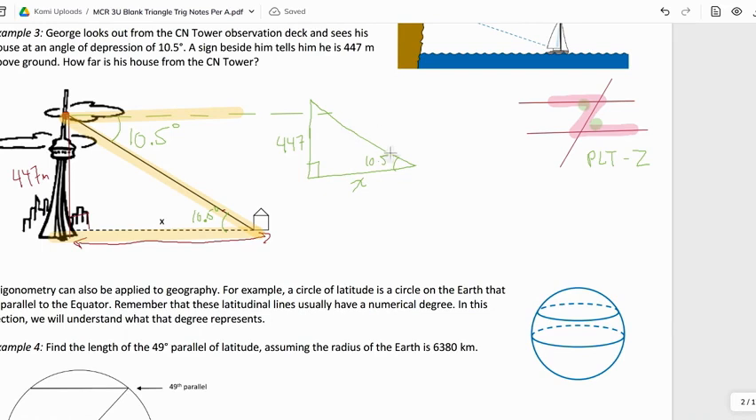Okay, so if 10.5 is my angle of interest, this is opposite, this is adjacent. Let's solve for x. I'm using tan, opposite over adjacent. What do I do with the x and the tan?